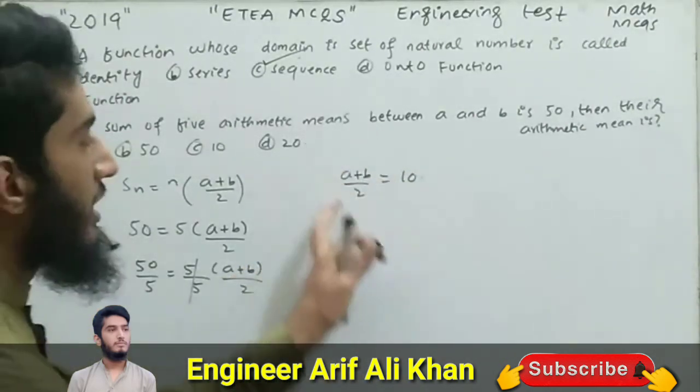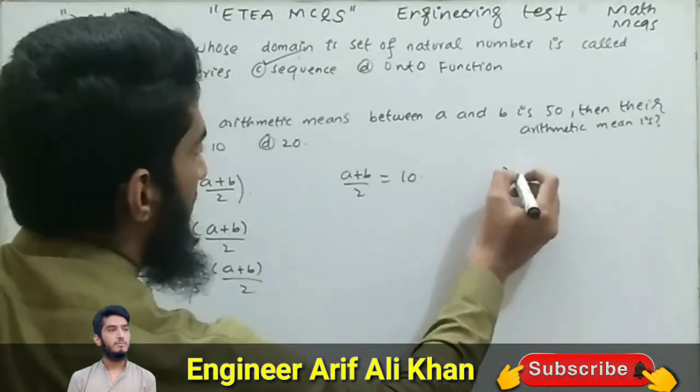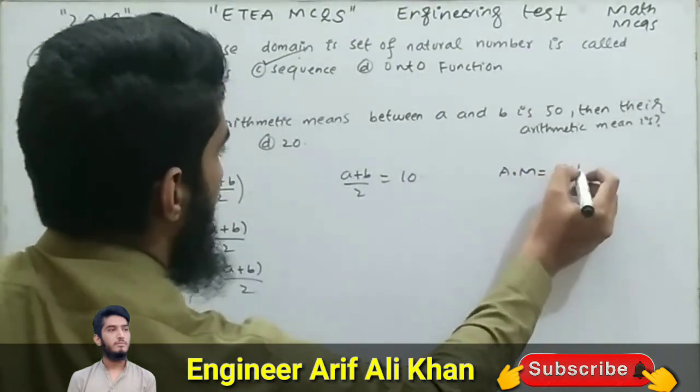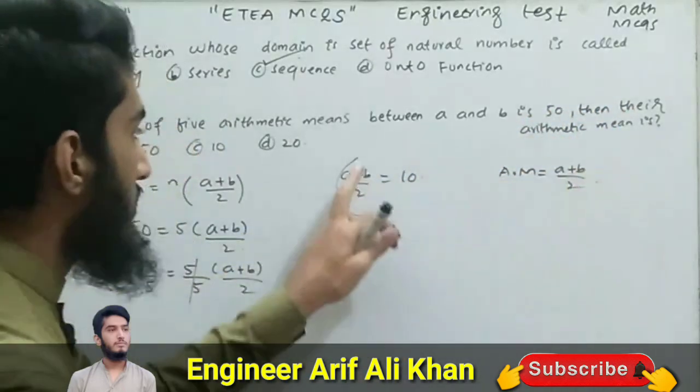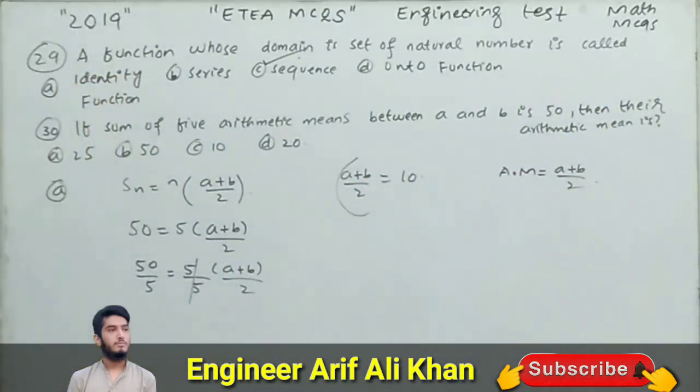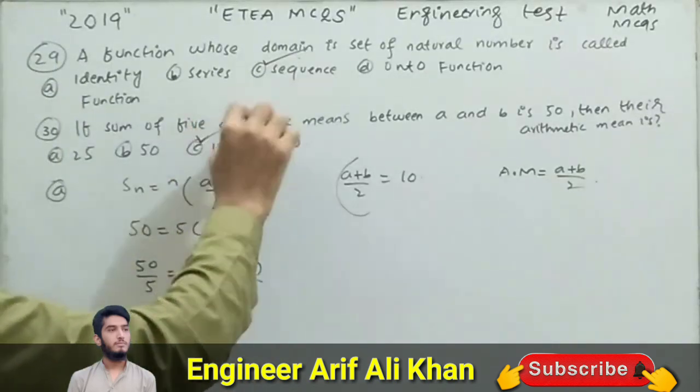So this is actually the arithmetic mean. You know that for the arithmetic mean we have the formula A plus B by 2. So over here this is the arithmetic mean. They tell us to find the arithmetic mean. So the arithmetic mean is equal to 10. So the correct option for this MCQ number 30 is option number C.